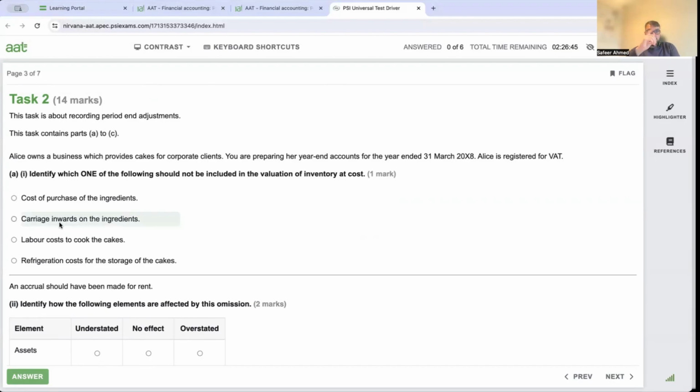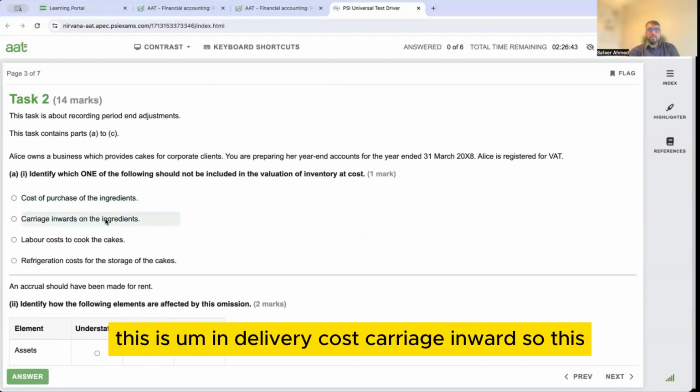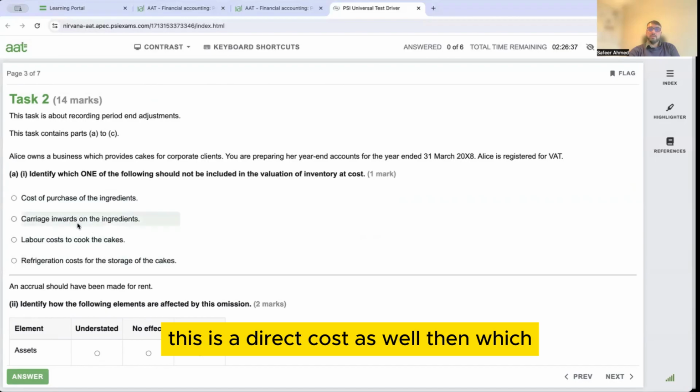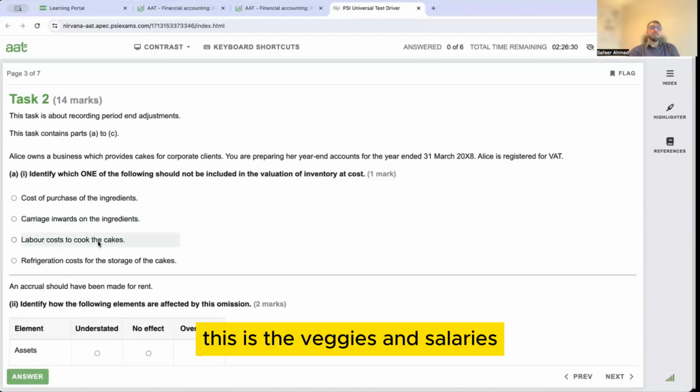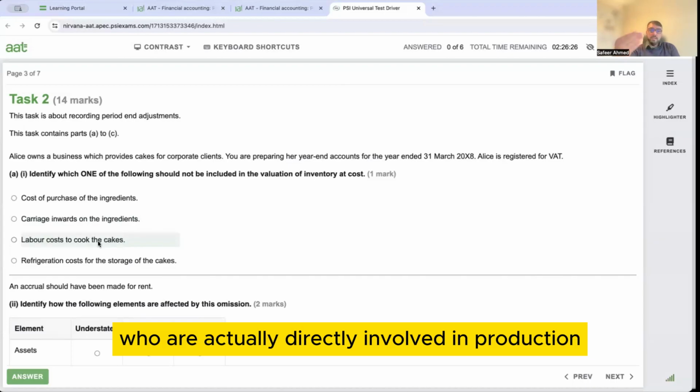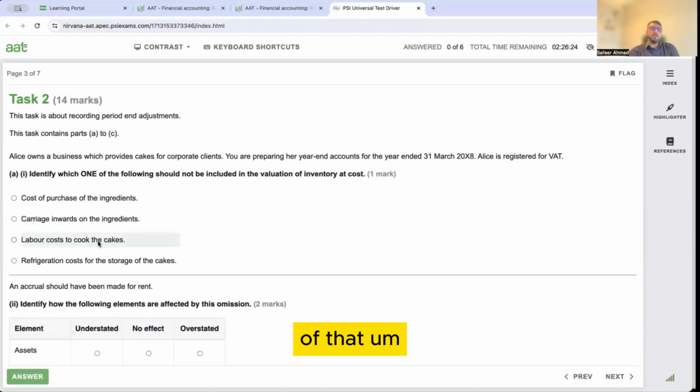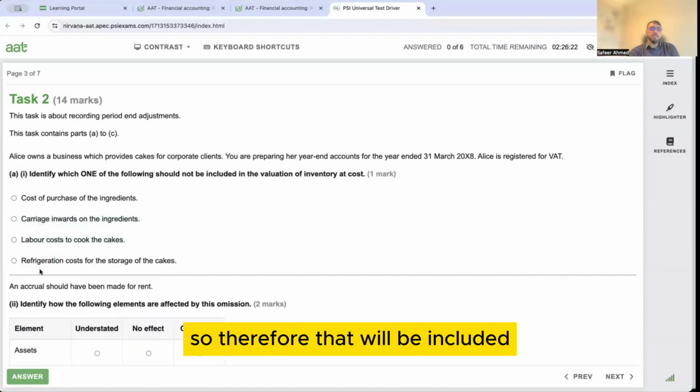Again, this is delivery cost, carriage inward. So this is a direct cost as well, which will be included. Labor cost to cook the cake, again, these are the wages and salaries of the people who are actually directly involved in production of that. So therefore, that will be included.